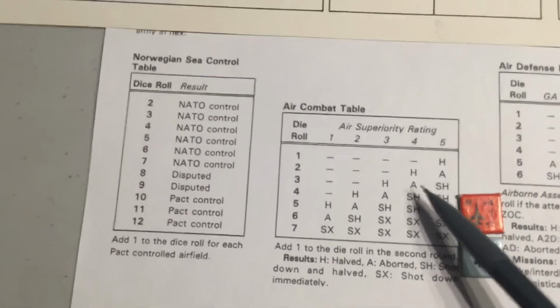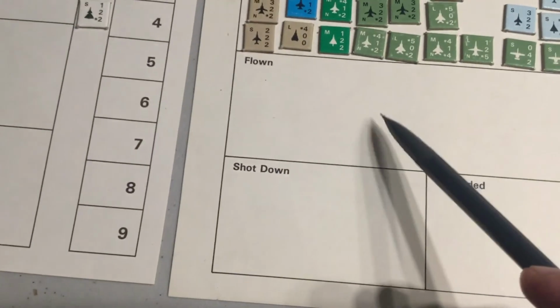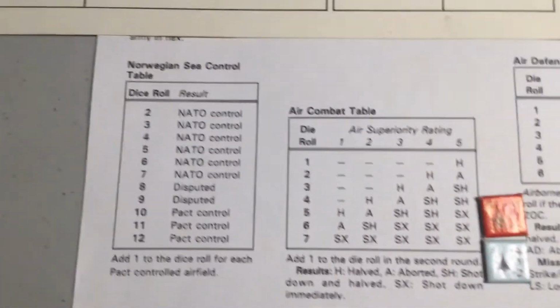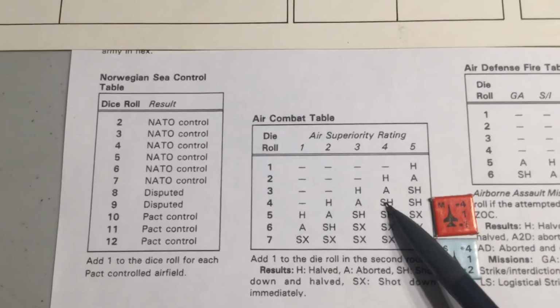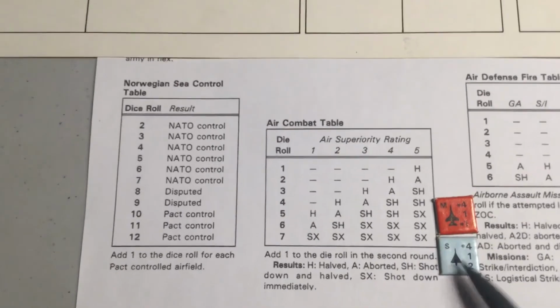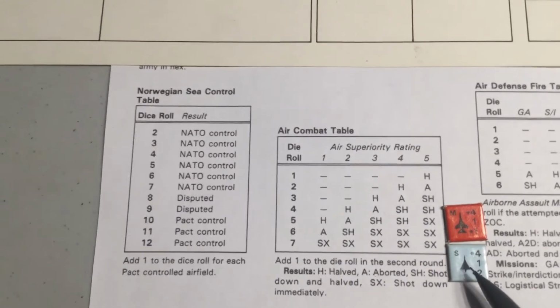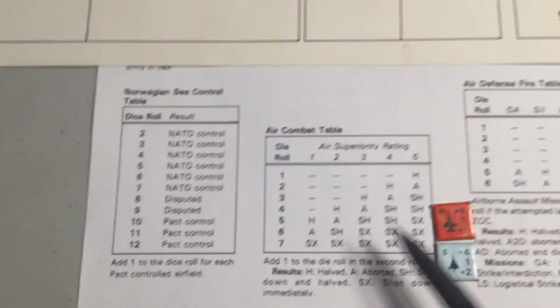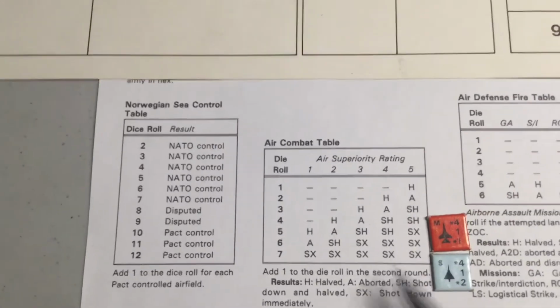There is abort, where the aircraft is immediately relocated to the flown box, so it's finished its mission, it cannot continue. There is SH, which is shot down and halved, but its shot down effect is not applied until after it's conducted its mission at half value. And finally, there's SX, which is shot down immediately.